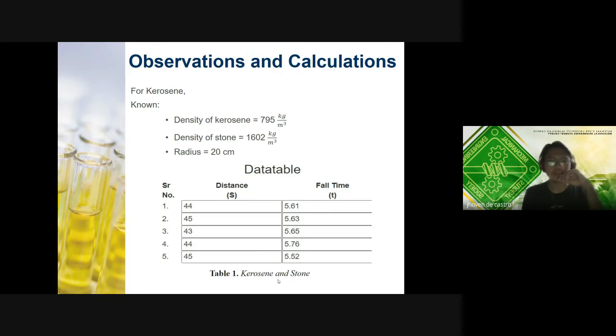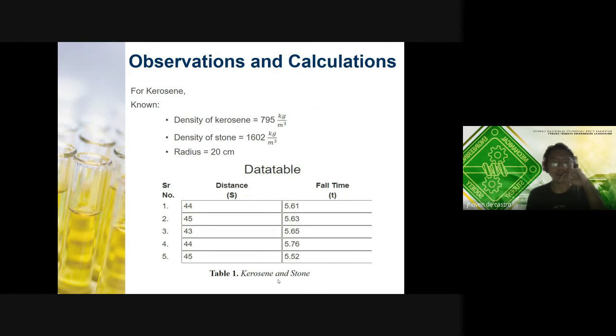The known values are the density of kerosene, which is 795 kilograms per cubic meter, the density of the stone, which is the same, 1,602 kilograms per cubic meter, and the radius we used is also the same, 20 centimeters. Below is presented the data table for the kerosene for 5 trials.